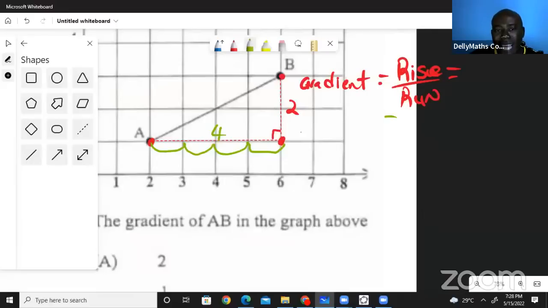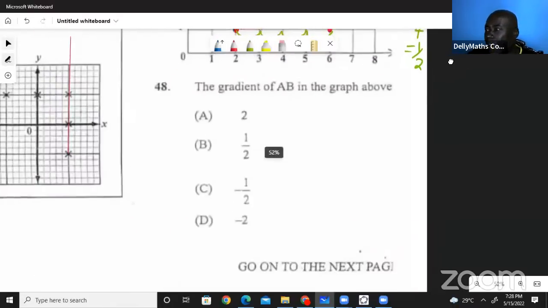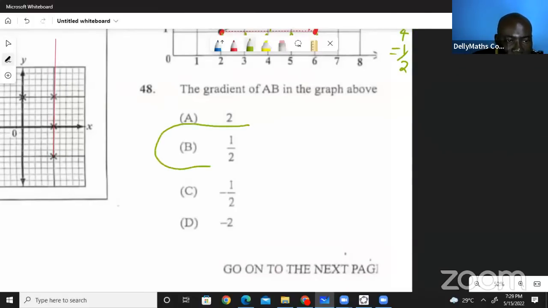So the gradient is rise, which is 2, over run, which is 4. If you cancel down, it's 1/2. So we're looking for 2/4 or a half. Let's go down, and we're seeing a half. So we are going to select the half, and that is my answer at 48.